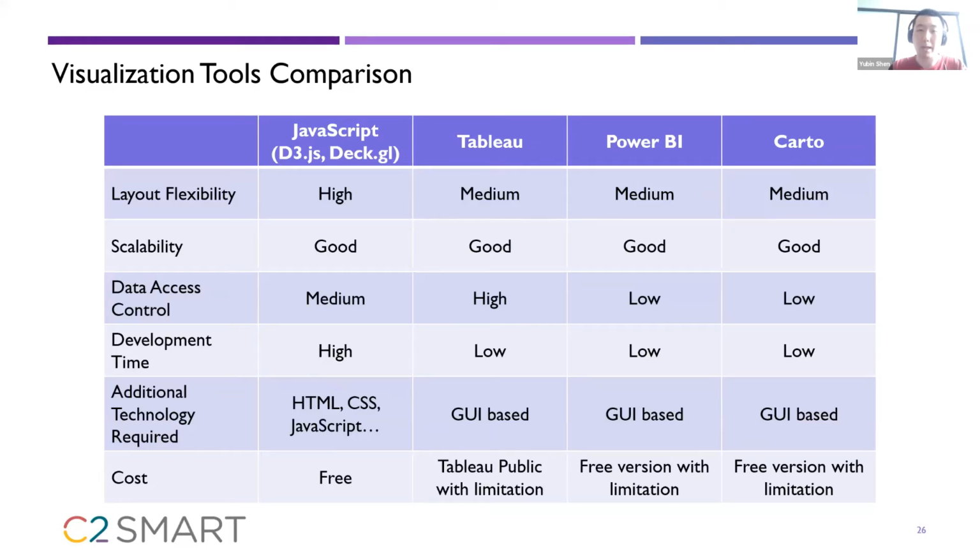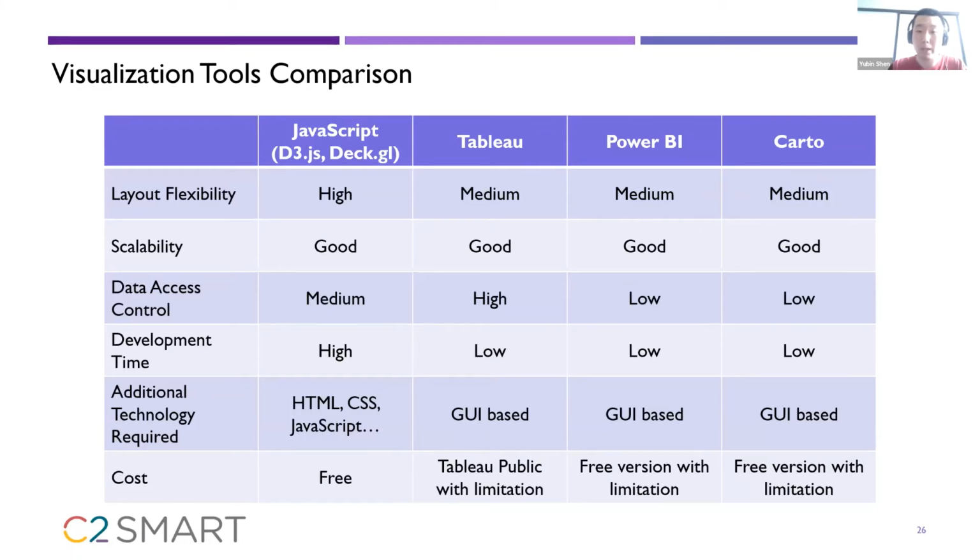The first one is layout flexibility. That means how responsive the dashboard is for different types of devices, for example, the mobile phone, the tablet, the laptop, the desktop, or even larger screen devices. The second one is scalability. That means how the dashboard performs when the data sets become bigger. For example, does the tool change the granularity automatically, or adjust the layout if the data becomes bigger? And the third one is data access control.